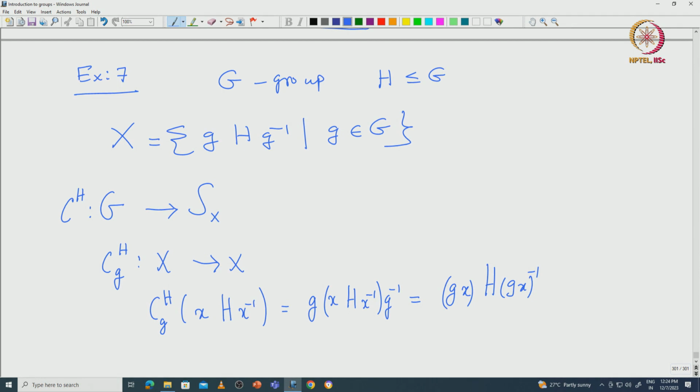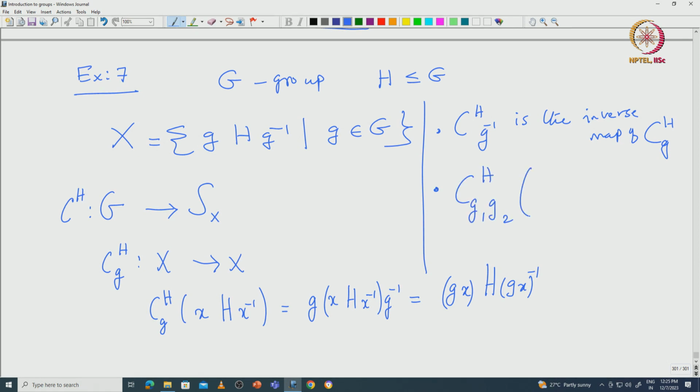Okay. So now I want you to verify this is actually a group action. I will leave it to you to check that C_{g inverse} is the inverse map of C_g. This is something you can verify. Now what about the group law? So the group law is, if you take g1 g2 and apply it on xHx inverse, you get g1 g2 xHx inverse and then g1 g2 inverse.